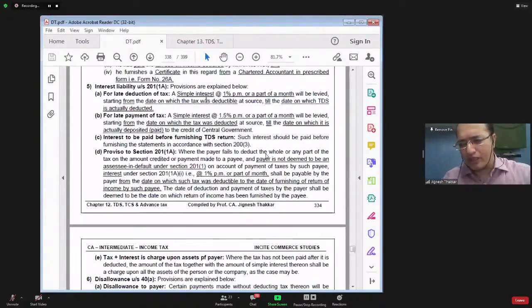Instead of deducting TDS, they have forgotten to deduct TDS in the month of May. Now, for example, in the month of June also they are paying me 50,000. In the month of May, they have not deducted TDS. Once again, in the month of June also, they are paying me 50,000. In the month of June, they have deducted TDS on the amount of May also, and June also.